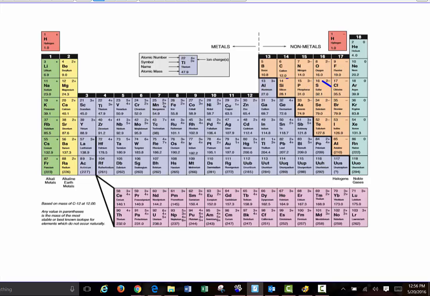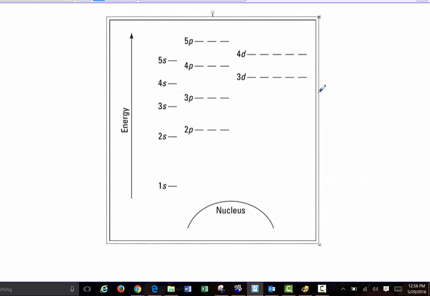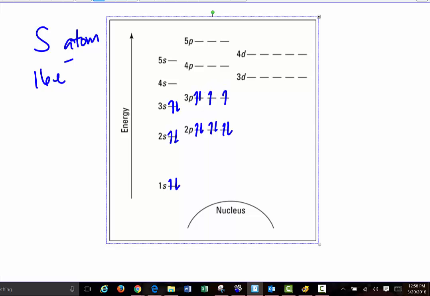So if we came to our energy level diagram here and we were to fill in for a sulfur atom 16 electrons, starting at the lowest energy level, which would be the 1s orbital, and we were to put 2 electrons into each orbital, it would look like this. If we count them together, we would have 1, 2, 3, 4, 5, 6, 7, 8, 9, 10, 11, 12, 13, 14, 15, 16. And this would be the electron configuration of a sulfur atom.